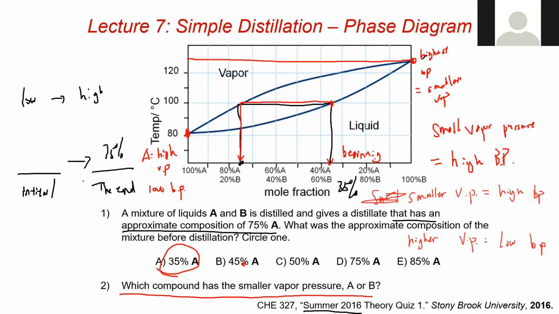What were you saying about low to high? You have written on the left low arrow high. Oh, low to high. Low composition, low percent to high percent. So the initial should be low. At the end, it should be high.